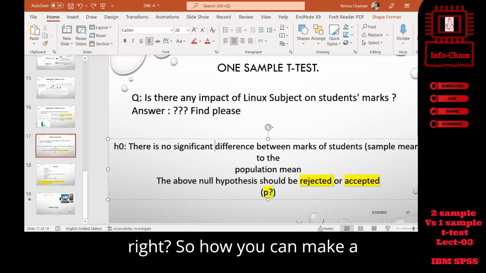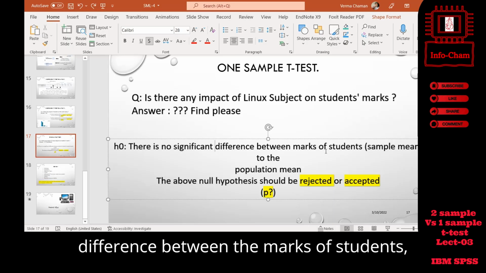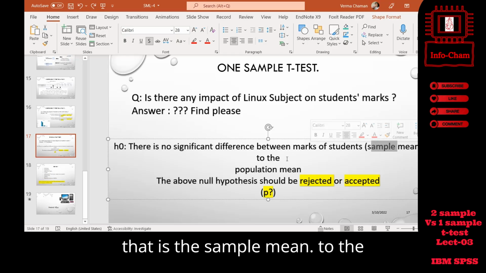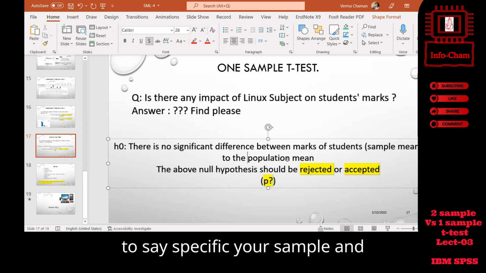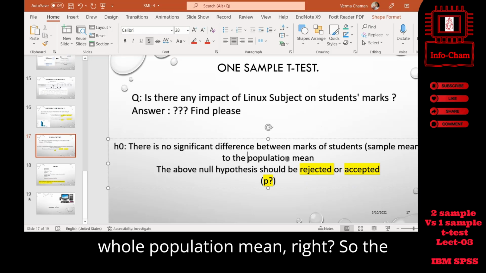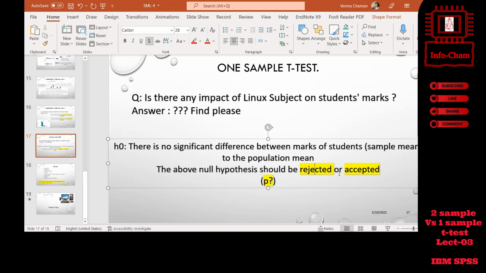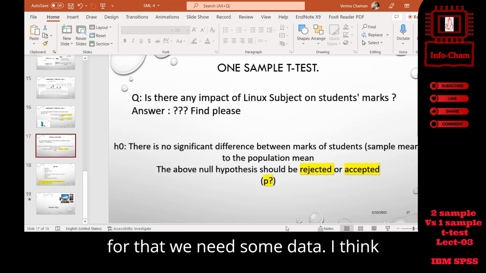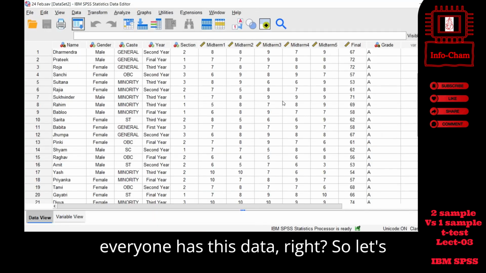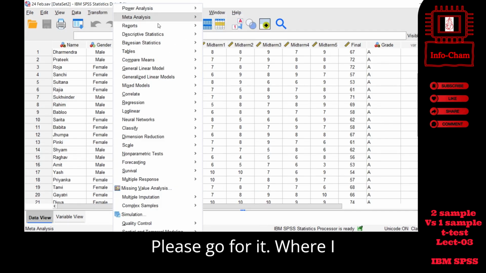So how can you make a hypothesis? There is no significant difference between the marks of students, that is the sample mean, to the population mean, right? Sample mean means specifically your sample, and population mean means the whole population mean, right? So the above null hypothesis should be rejected or accepted. What should be the p value, right? Please try to understand. Okay, so for that we need some data. Remember, I think everyone has this data, right? So let's see how we can use it. I'm going very fast, please go for it.